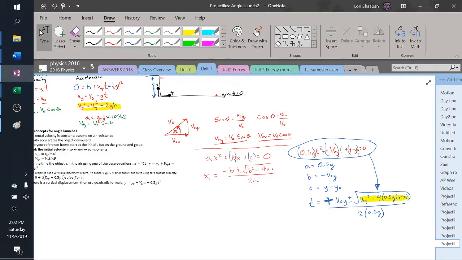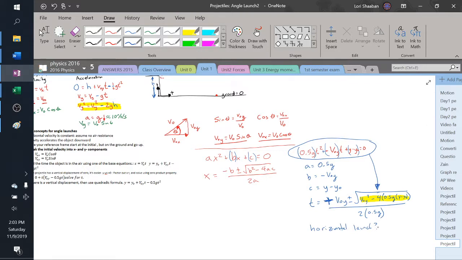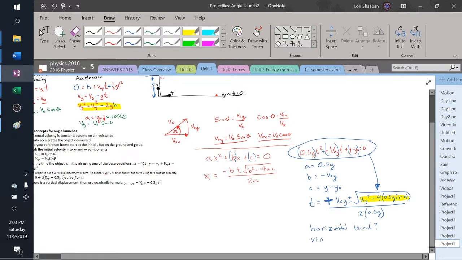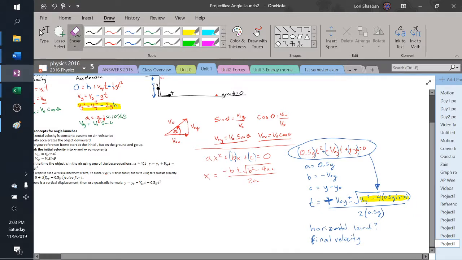If you have a horizontal launch, what does this do? So good things to think about is if you have a horizontal launch, what would that do with this scenario? And also, what would you do if you had the final velocity? And how is that similar to that square root, that determinant there? What's underneath the square root?